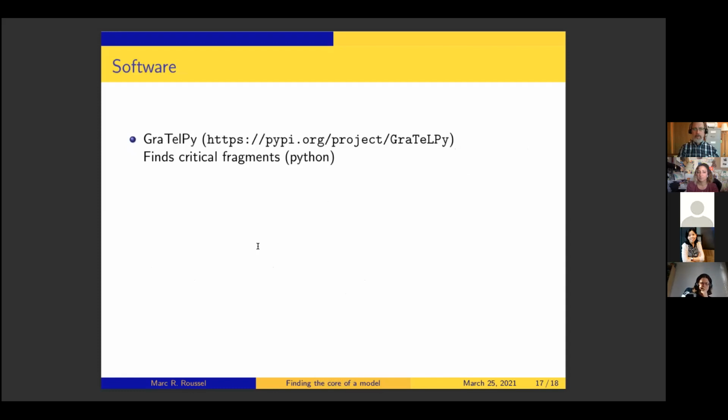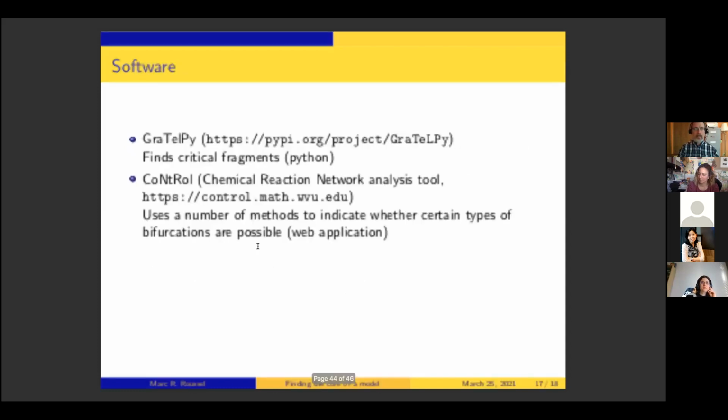So really briefly, this critical fragment business, I wouldn't call this software 100% complete, but it's usable. We use it. There's the software called Graphical. And by the way, I've put all this software into the spreadsheet, so if you guys want to go find it, it's there. There's a Python program called Graphical that Maya and her friends developed.